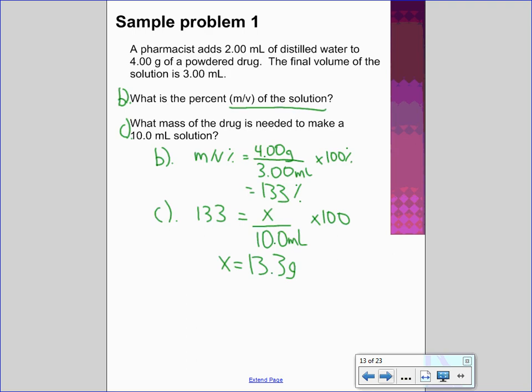And don't forget our therefore statement. So therefore, we can say mass of drug needed is 13.3 grams. And in our final answer, we also have 3 significant digits, which should line up with the amount of significant digits in the question.